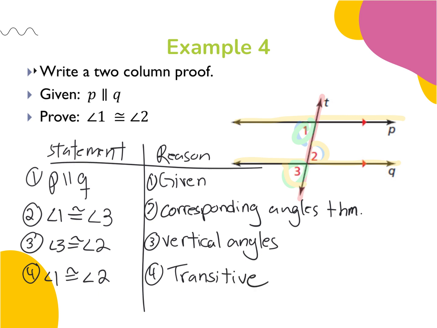Now, just as a quick reminder, remember the transitive property kind of gets rid of the middle number, so we just end up with angle 1 is congruent to angle 2. Now, we just proved that alternate interior angles are congruent.